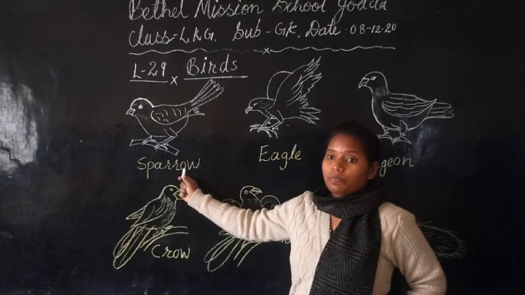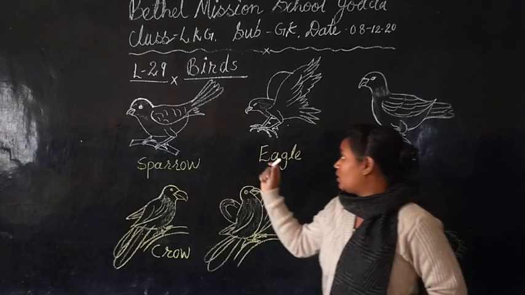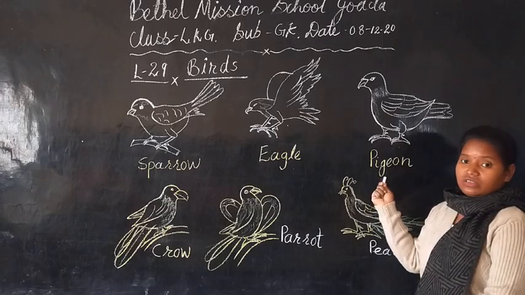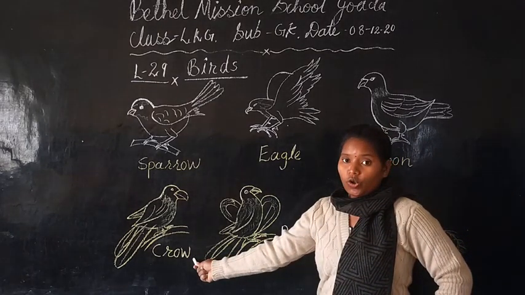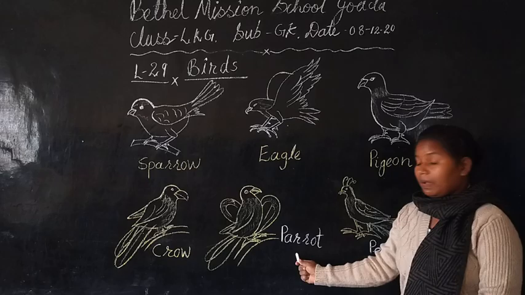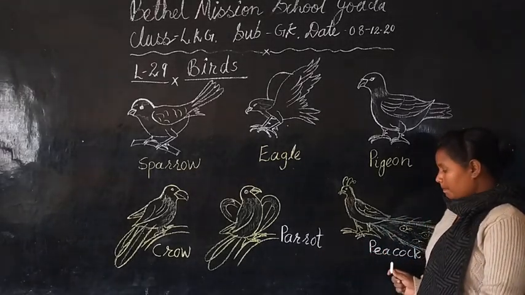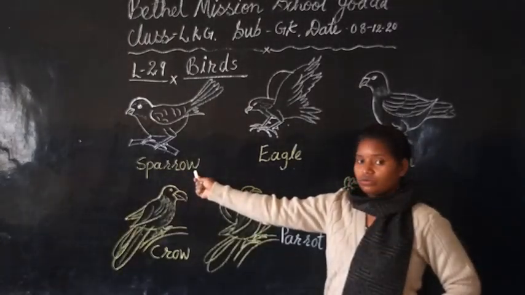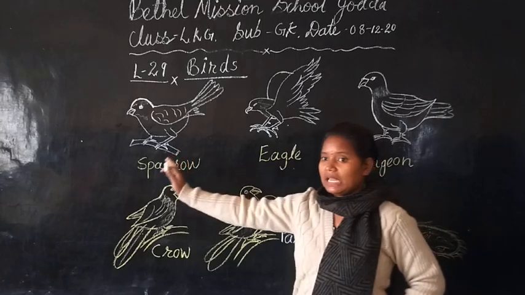Once more we'll read out how to pronounce them. So this is sparrow. Next one is eagle, pigeon, crow, parrot, peacock. Okay, once more, sparrow. Along with doing the pronunciation, we will do the spelling also.